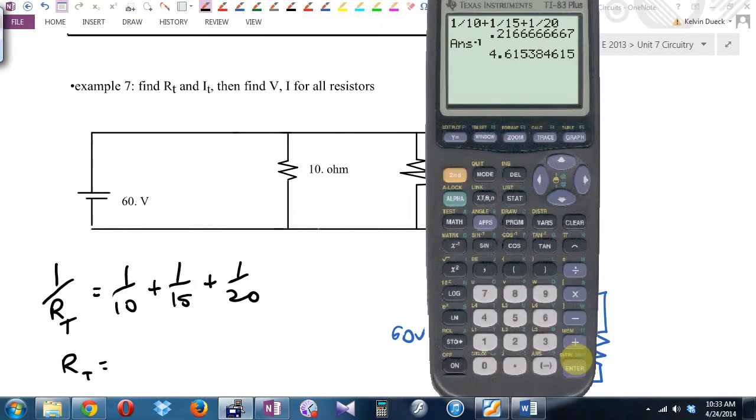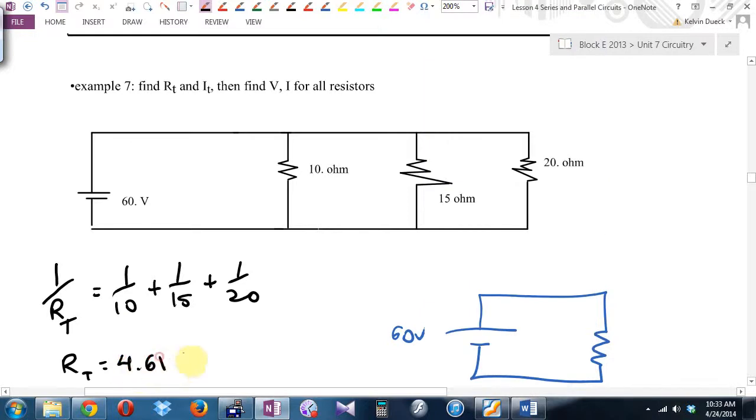I get that. They're not always going to work out evenly. I'm going to carry this to a few extra sig figs. I'm going to write down 4.6154, but I'll store this answer on my calculator. Units, what do we measure resistance in? Ohm. So this is 4.6154 ohm. Question? And don't use your fraction.